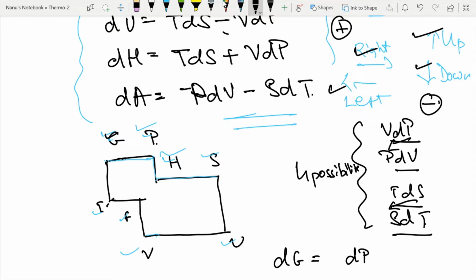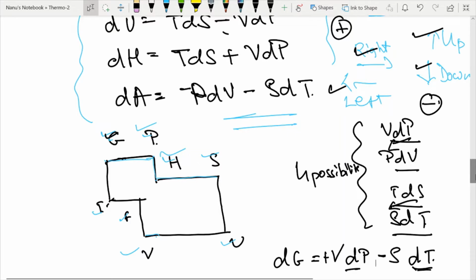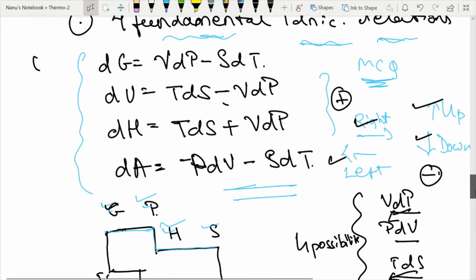And over here, what is below? T. So DT is there. This will be a positive sign because it's on the right hand side, and DP goes with what? V, right? DT goes with what? S. So let me see whether I've got the right answer or not. It's VDP minus SDT. So DG is VDP minus SDT. So I got the right answer.